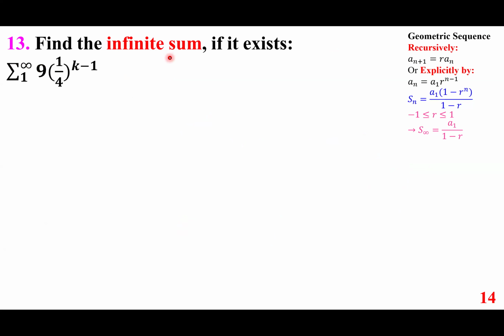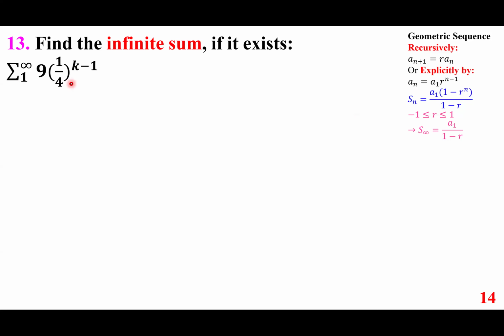Find the infinite sum, if it exists, for the summation from k equals 1 to infinity of 9 times 1/4 to the power of k minus 1. You recognize this as a geometric series because you're adding up a geometric sequence. When you write it one by one, it becomes a series when you add them up, and summation means adding up. If you compare it with the general form, you can see that a sub 1 is 9 and r is 1/4.